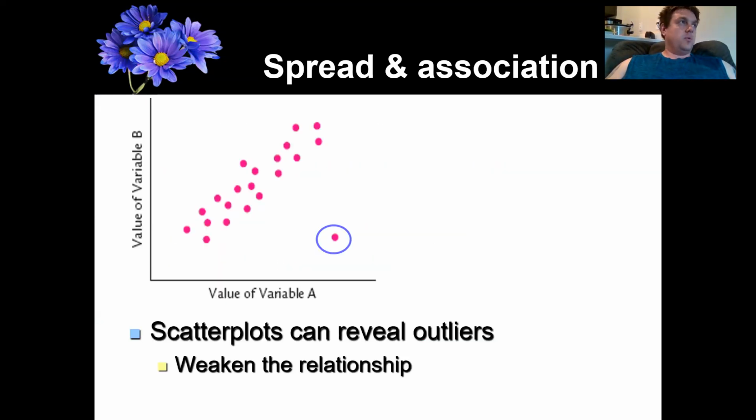Now, what you want to do about that, whether you can get rid of the participant or not, kind of depends on your research. That's a whole other thing. But for now, just bear in mind that extraneous variables or outliers can really weaken a correlation like this one here. And scatter plots can help you spot those. Okay.